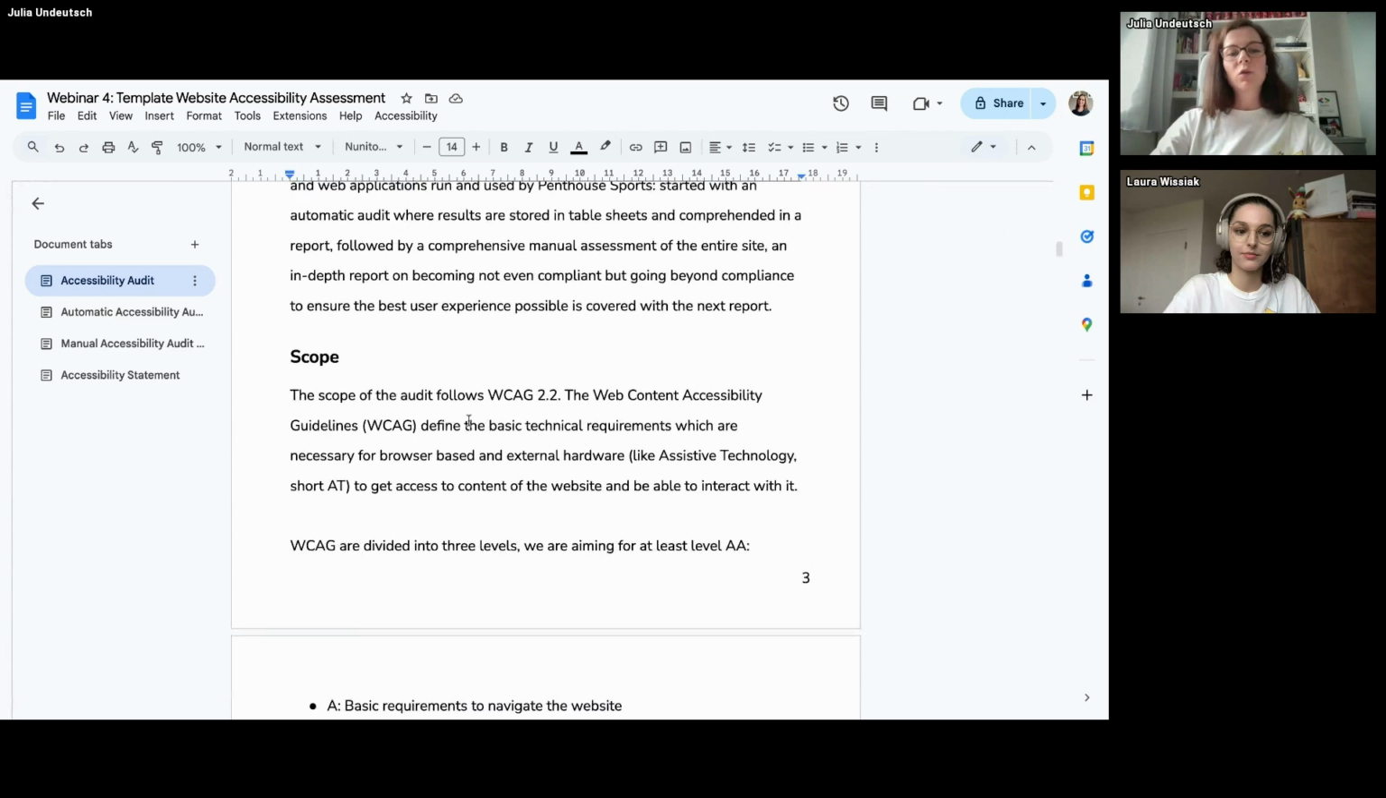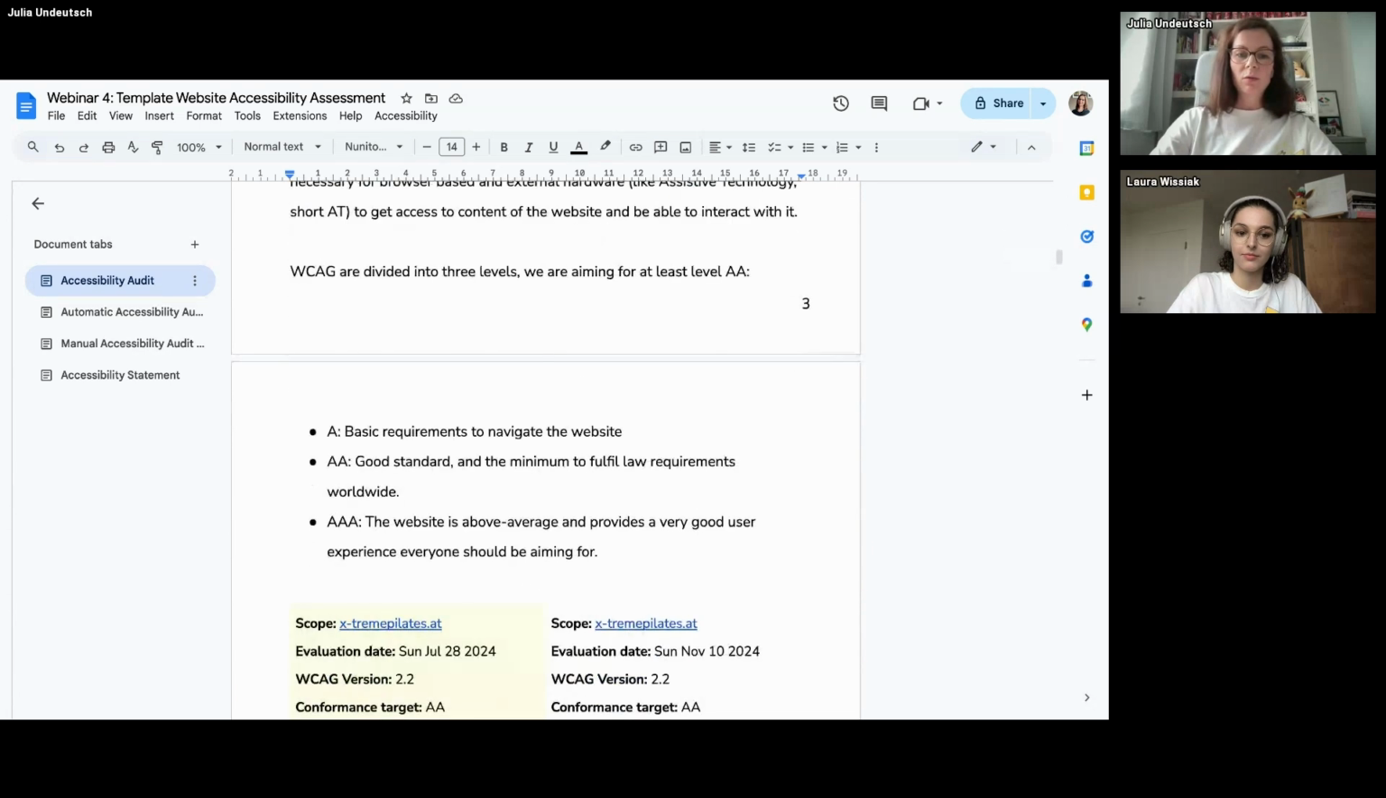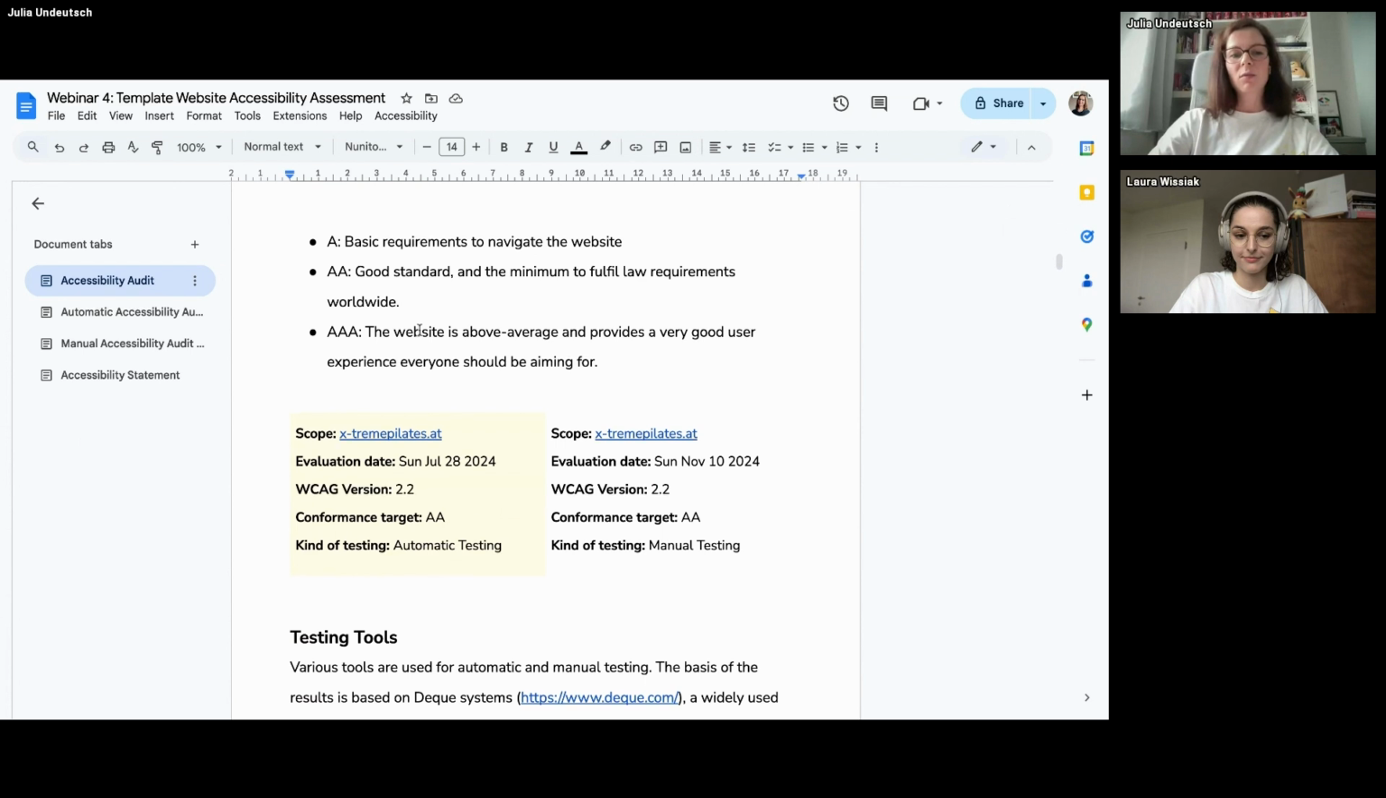And what is the scope? Which WCAG criteria, which guidelines, do I focus on? I chose the latest, 2.2, and I'm not only going to fulfill AA, which is at least what we're aiming for, because this would be a legal requirement. Not of course at this specific company, because this is a small company and it's a gym and they do not have to be compliant, but no reason for me to not do it anyway and to go beyond compliance to AAA.